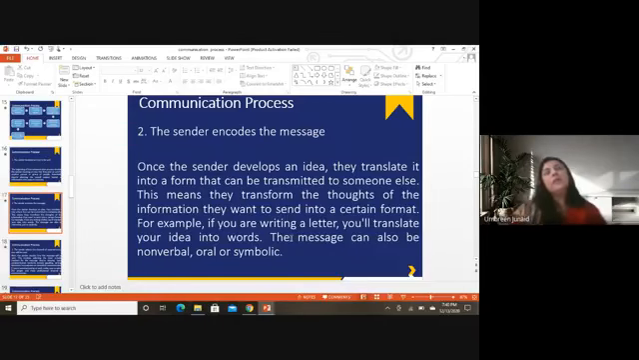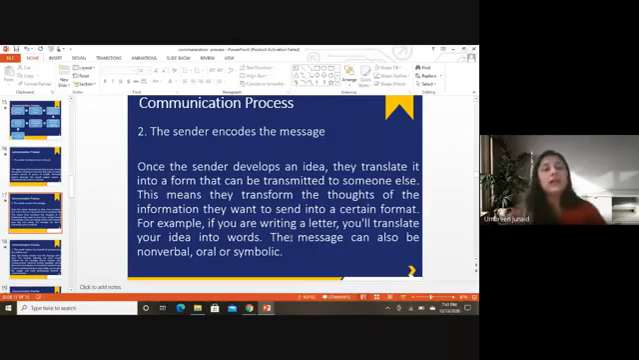So basically, what is encoding? That you select that form, how you are going to transmit your message. It means you are transforming your thoughts into words. For example, you think of an idea, something that must be communicated to your group of employees, for example. Or if you're an employee, you say this must be conveyed to my boss, and I have to convey this to my boss.